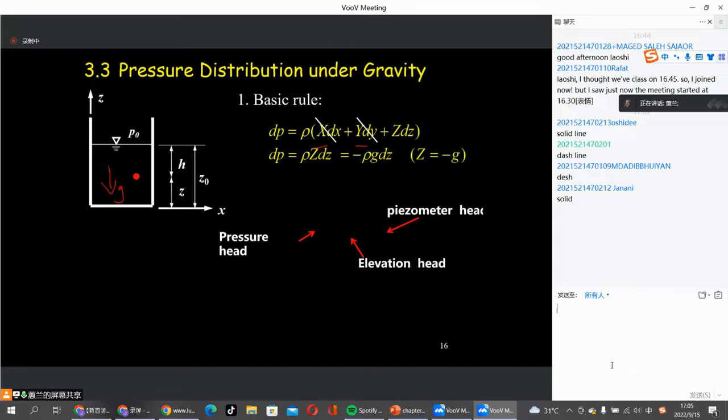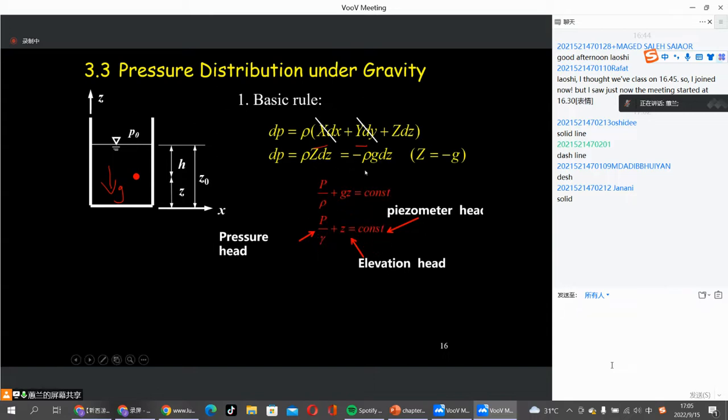We have dp equal to minus rho g dz. Why is there a minus? Because when you establish the coordinates, we take upward as positive, but g is downward, so it is negative, opposite to the positive z-axis. That's why here it is minus rho g.